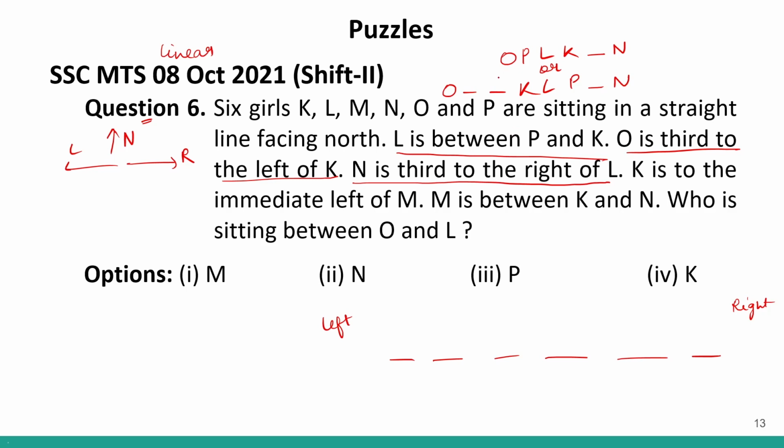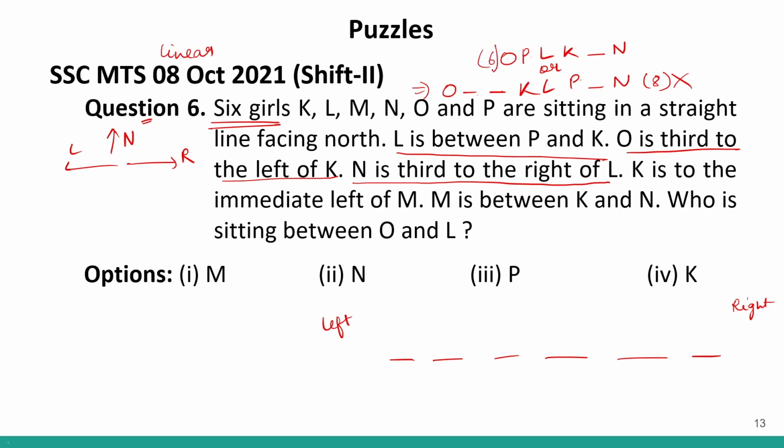If you look at possibility 2, we have 1, 2, 3, 4, 5, 6, 7, 8 positions. And in the question, we have only 6 girls. So we cannot have 8 positions. This is incorrect. Coming to the first one, we have 1, 2, 3, 4, 5, 6.